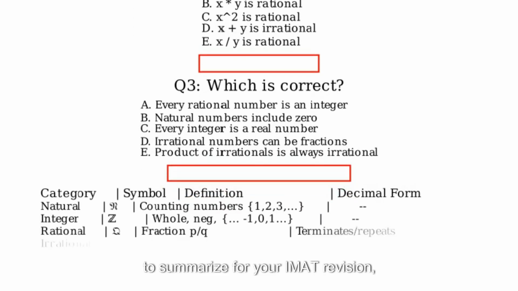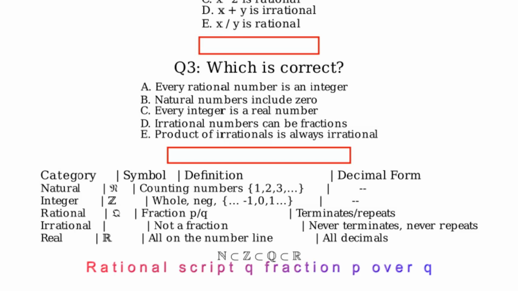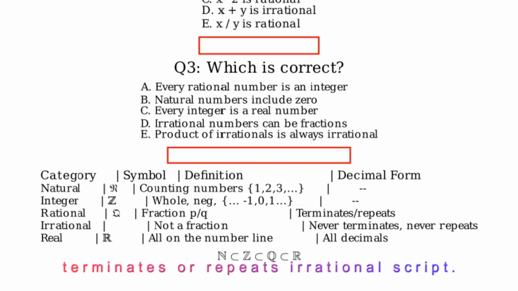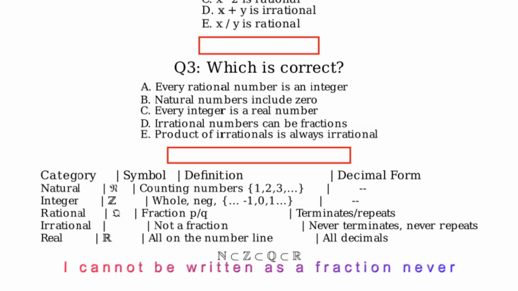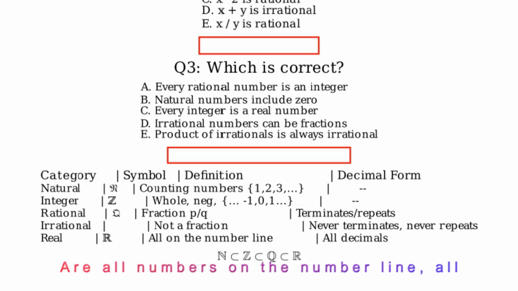So, to summarize for your IMAT revision: category, symbol, definition, decimal form. Natural, script N, counting numbers 1, 2, 3. Integer, script Z, whole numbers and negatives: -1, 0, 1, and so on. Rational, script Q, fraction p over q, terminates or repeats. Irrational, script I, cannot be written as a fraction, never terminates, never repeats. Real, script R, all numbers on the number line, all possible decimals.